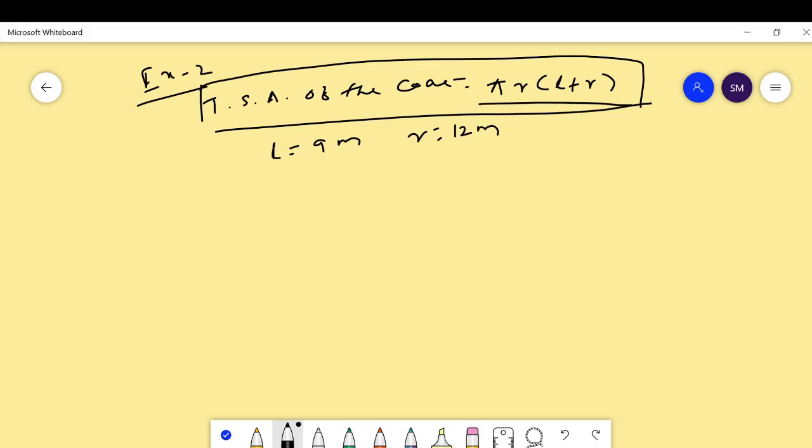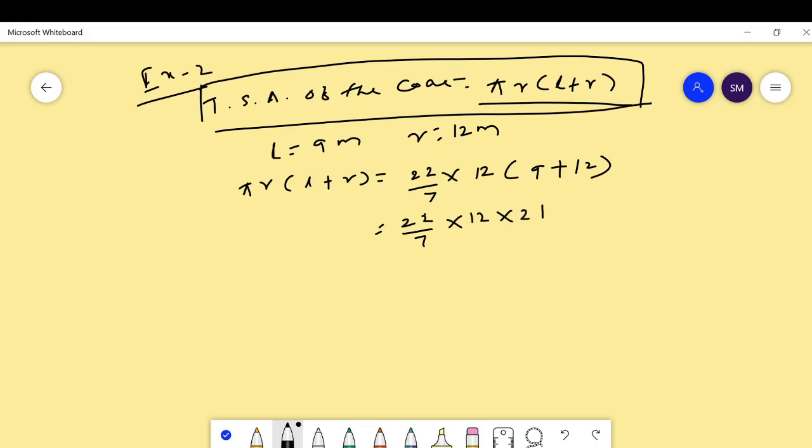We have to find out the total surface area. Then put the formula. The total surface area pi r into L plus R is equal to 22 upon 7 into 12 into 9 plus 12, which is equal to 22 upon 7 into 12 into 21. Then cancel. Then by multiplying this, we get the total surface area of the given cone is equal to 792 meters square.